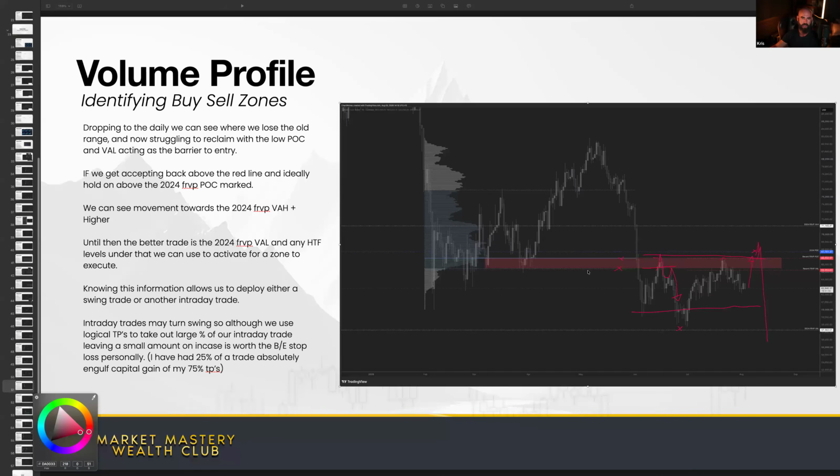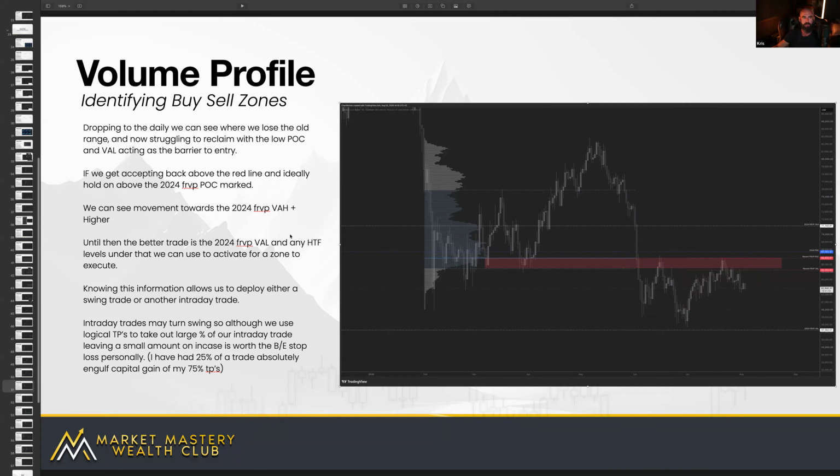And I'm using recency to navigate my way around more recent sort of price action from that point. What else have I said here? So yeah, so we can see movement toward, okay, so I'll just read it.